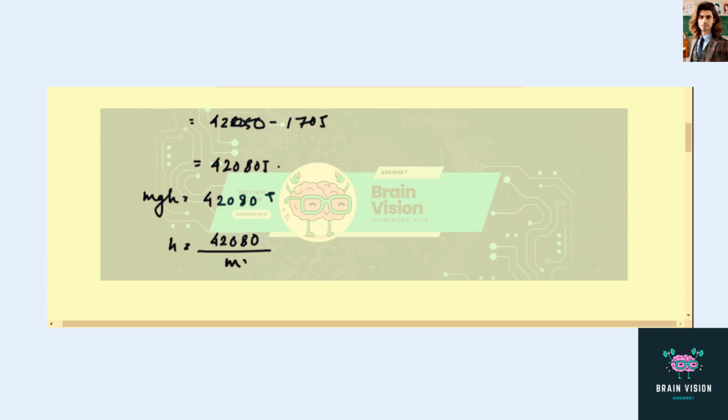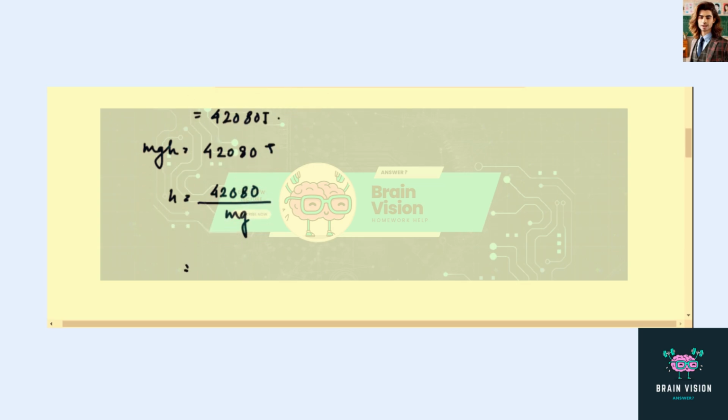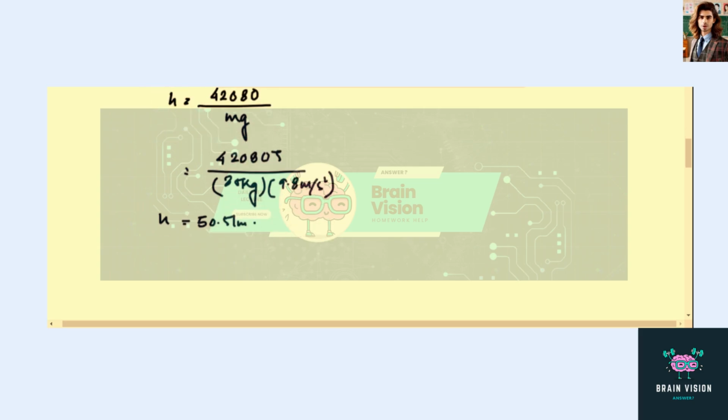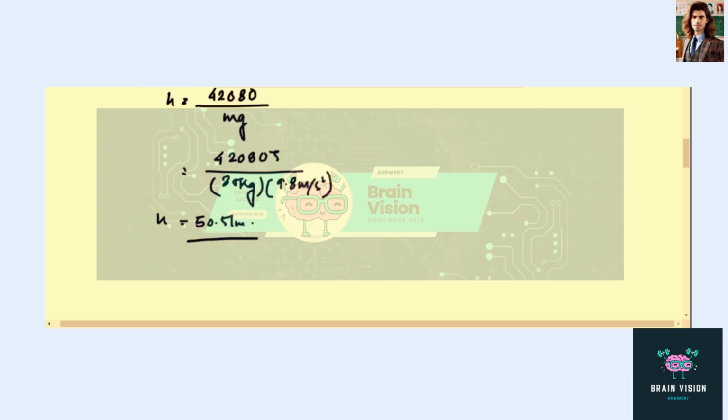Now let us calculate the maximum height as h equal to 42,080 upon mg, that is 42,080 joule upon mass 85 kgs, g is 9.8 meter per second square. So height will be 50.51 meter. Therefore the maximum height is 50.51 meter.